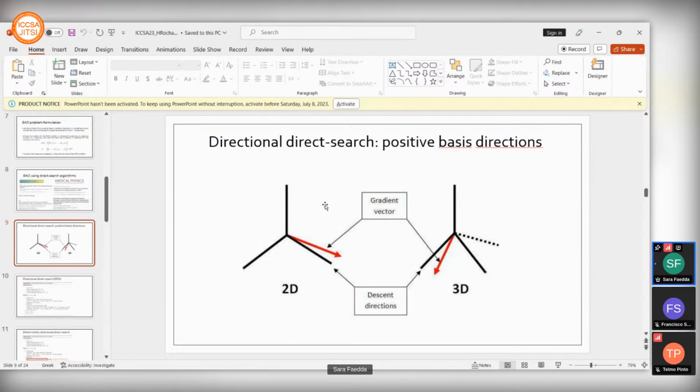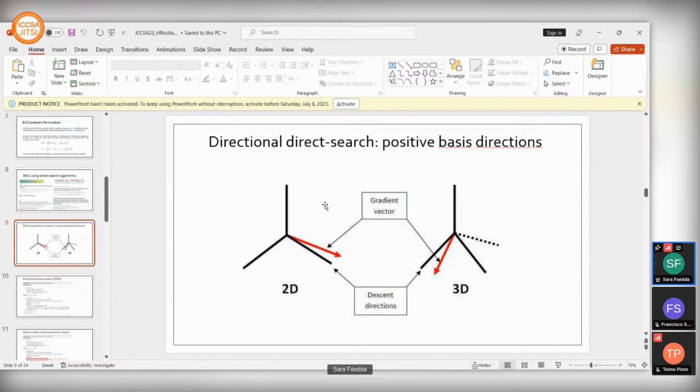The first is called minimal basis, and the latter is called maximal basis. Here we have an illustration of a minimal basis for a 2D space, and here a minimal basis for a 3D space. So what's the interest of using the directions of positive bases to explore the search space? And the interest is the following.